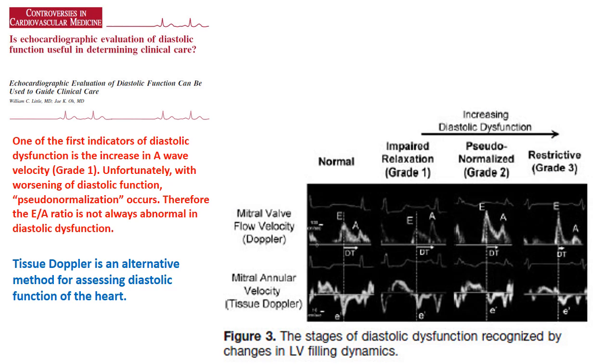This slide reiterates the fact that it has been long recognized that one of the first indicators of diastolic dysfunction is an increase in the A-wave velocity, and then as it continues to progress, there is pseudonormalization.